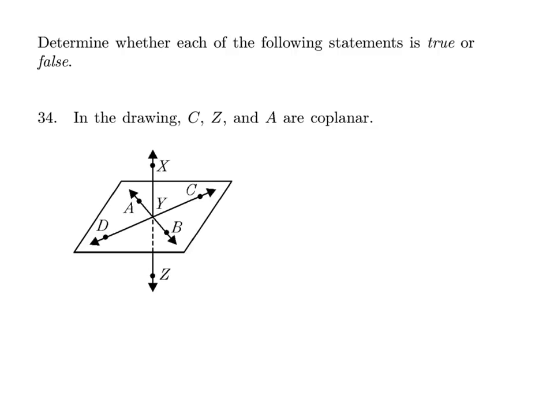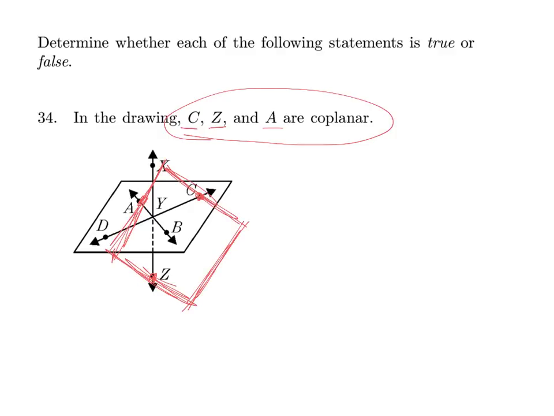In the drawing, C, Z, and A are coplanar. Okay, this is sometimes a little difficult to understand just looking at a diagram. Sometimes you need a three-dimensional representation. But you don't want to just go by what you see in the diagram. Imagine passing a piece of paper, a plane, through these 3 points in space. So you have C here, Z here, and A here. I could take a piece of paper and run it through all these points diagonally.